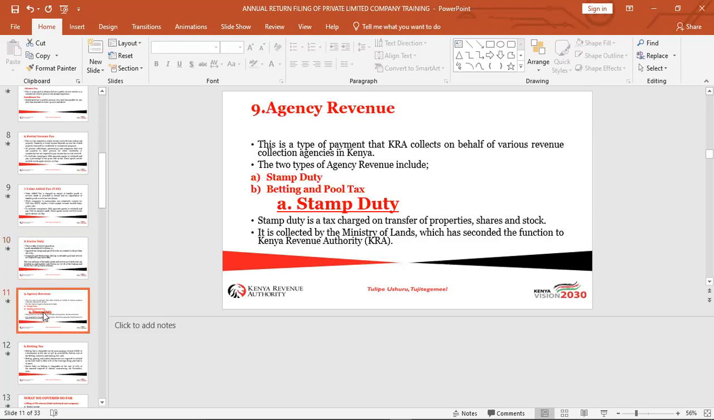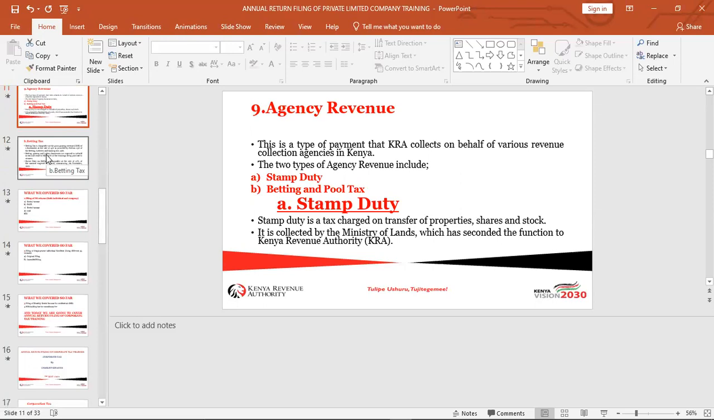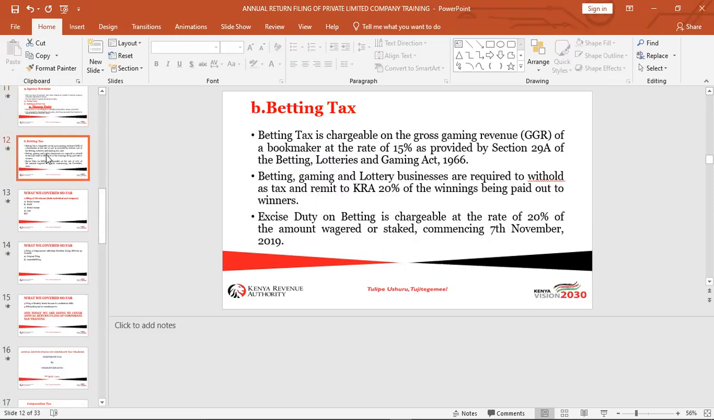Then another one is the agency revenue. That is stamp duty and betting tax, that is all stroke pool tax. Stamp duty is charged on the transfer of properties, for example shares or stock, or also land. When you purchase land, you are supposed to pay what we call stamp duty, and it's supposed to be filed via iTax. So we are going to see that one. Then I've also told you about the betting tax, that is people who bet, lotteries, gambling. It is also taxed. We are also going to see how it is carried out on the iTax.